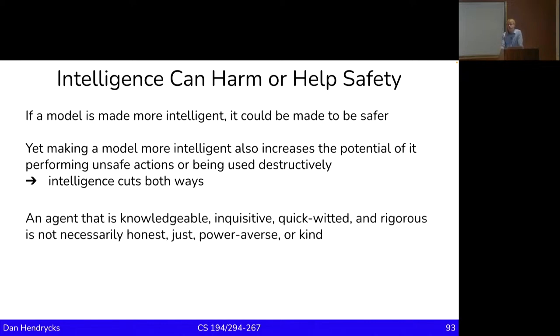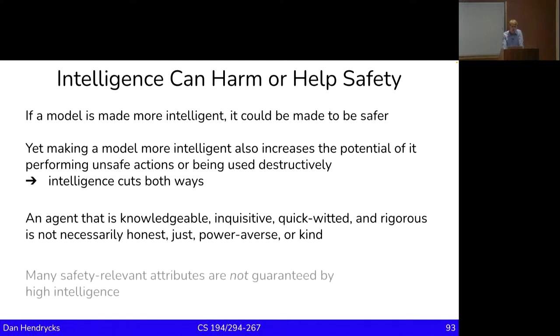Likewise, there's a distinction in philosophy between intellectual virtues and moral virtues. An agent that is knowledgeable, inquisitive, or quick-witted and rigorous is not necessarily honest or just or power-averse or kind. Those are separate properties in people. You could imagine a person being more kind without being more quick-witted.